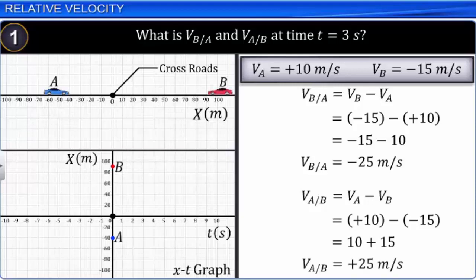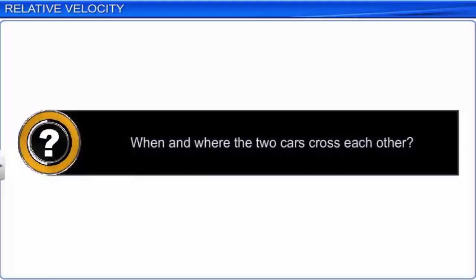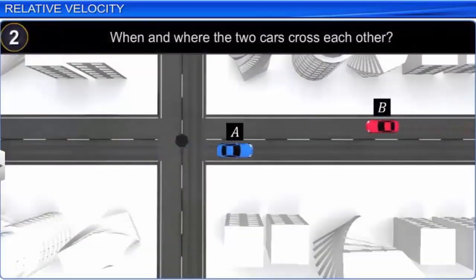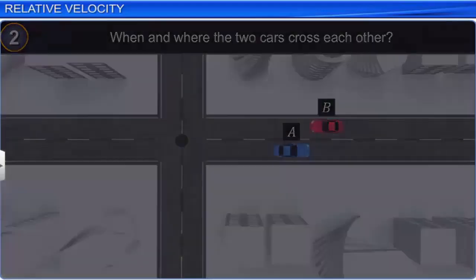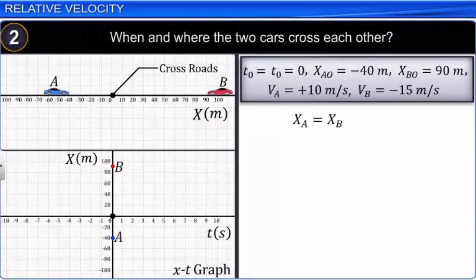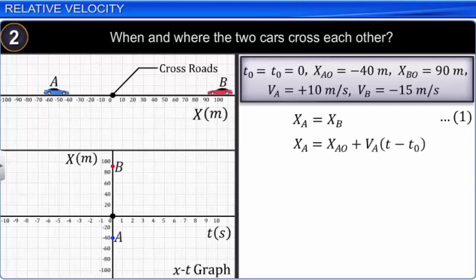2. When and where the two cars cross each other? When the two cars cross each other, their position coordinate is the same. That is, XA is equal to XB, which is equation 1. Here, XA is equal to XA0 plus VA into (t minus t0). By substituting and simplifying, we get XA equal to minus 40 plus 10t, which is equation 2.